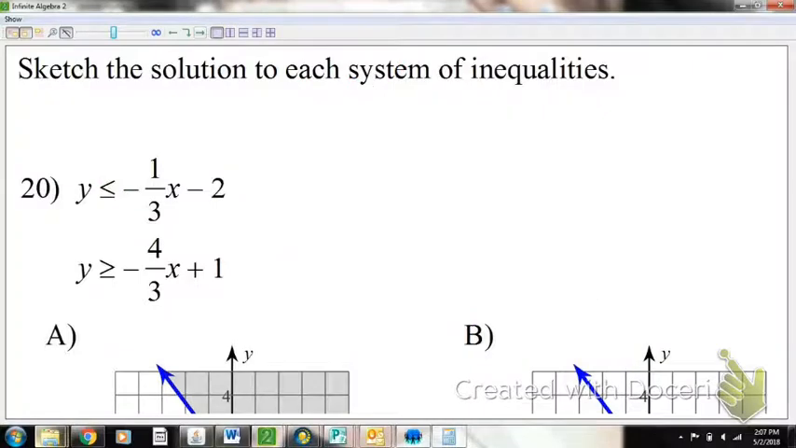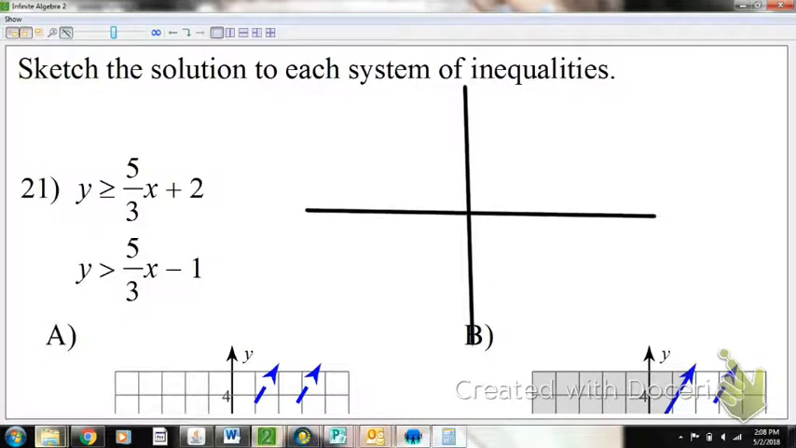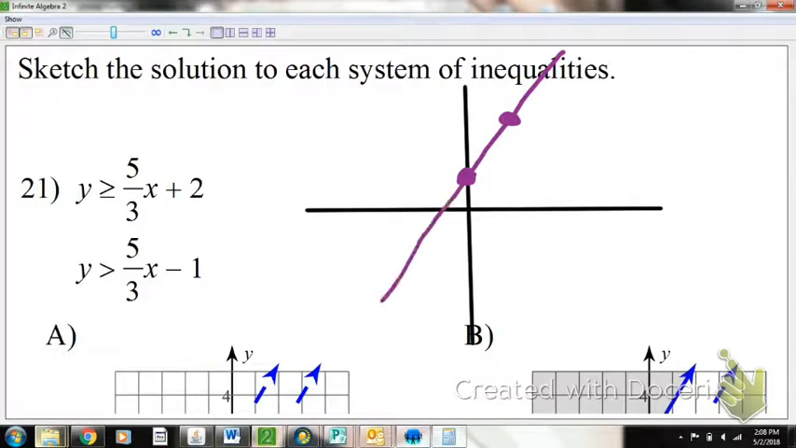All right, and then problem number 21 is parallel lines. So we've got greater than or equal to 5/3 x plus 2. Two parallel lines here. 5/3 x plus 2 is something like this. Up 5 and right 3. Maybe something like that. And that's a solid line. And we're above it.